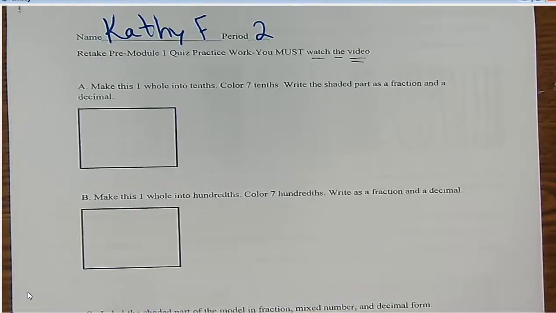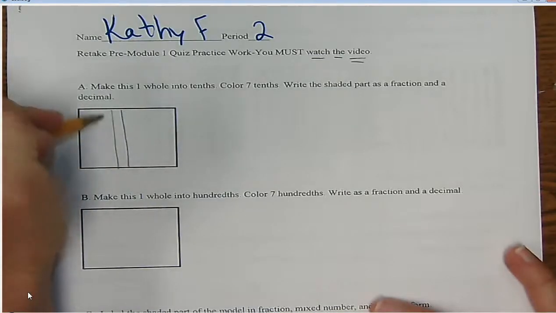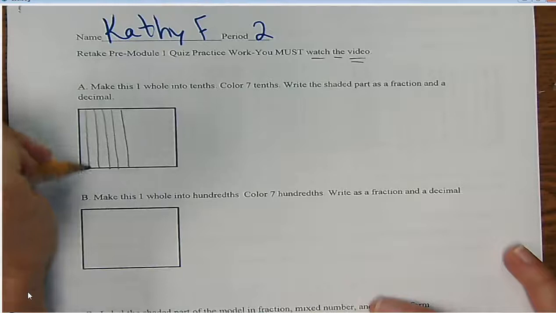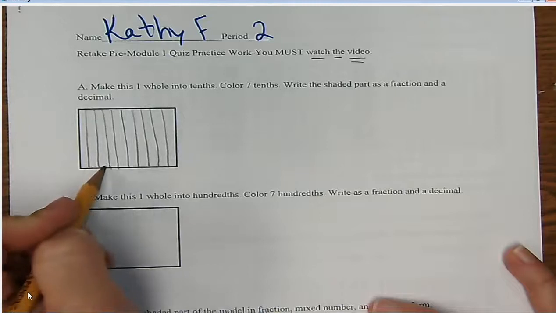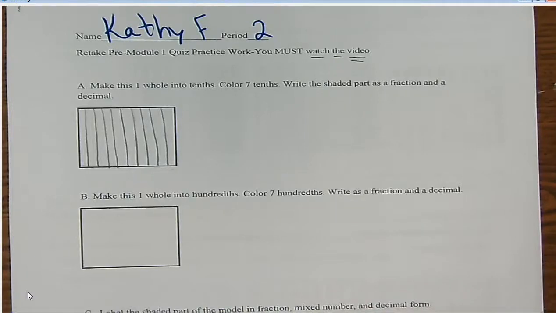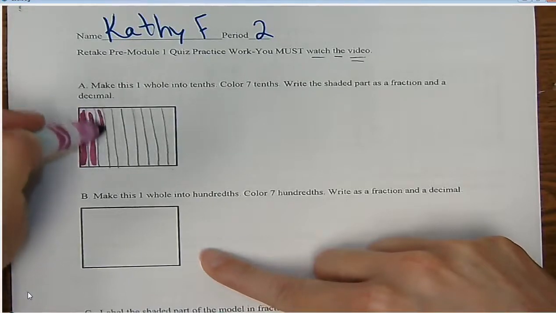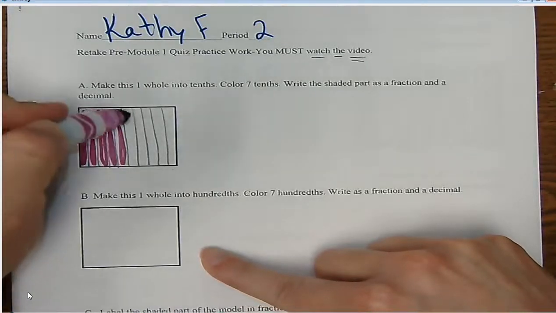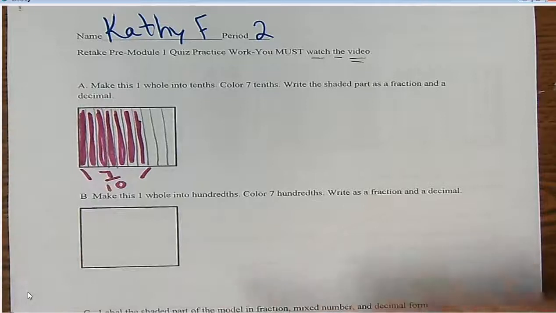Alright, so make this one whole into tenths. Color in 7/10. Write it as a fraction and a decimal. So make tenths, which means there should be 10 pieces. 9 lines gets you 10. Color in 7/10. 5, 6, 7.